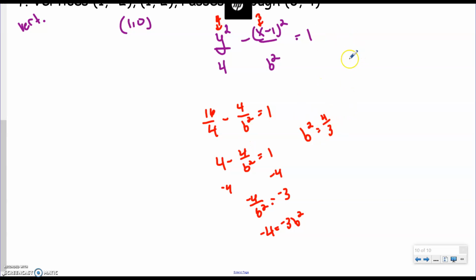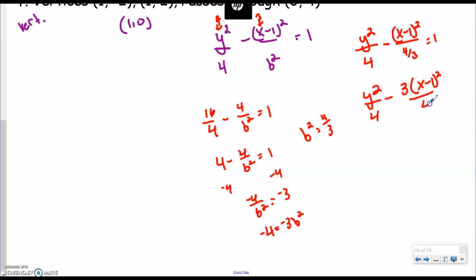So I'm going to go back and plug this in. I have y squared over 4 minus x minus 1 squared over 4/3 equals 1. Remember that dividing by a fraction is the same as multiplying by the reciprocal. So if I flip that around, I get this. Okay, so I wanted to make sure I showed that to you because it's a little different, it's a little bit trickier. And that's all you're really doing.